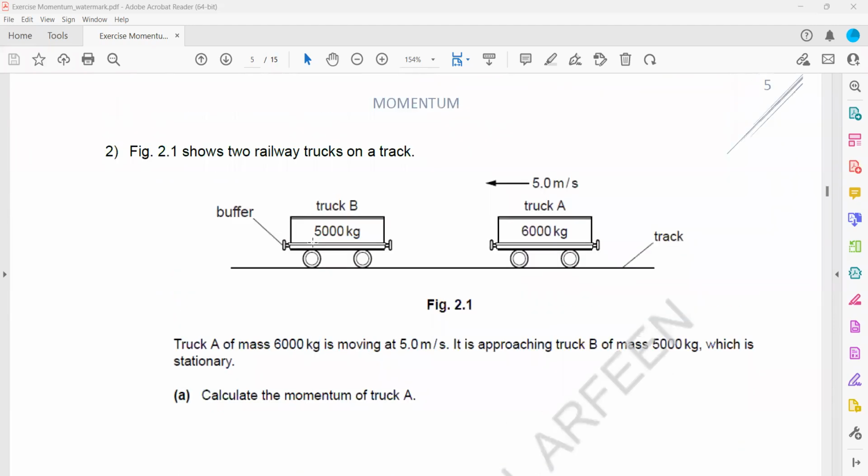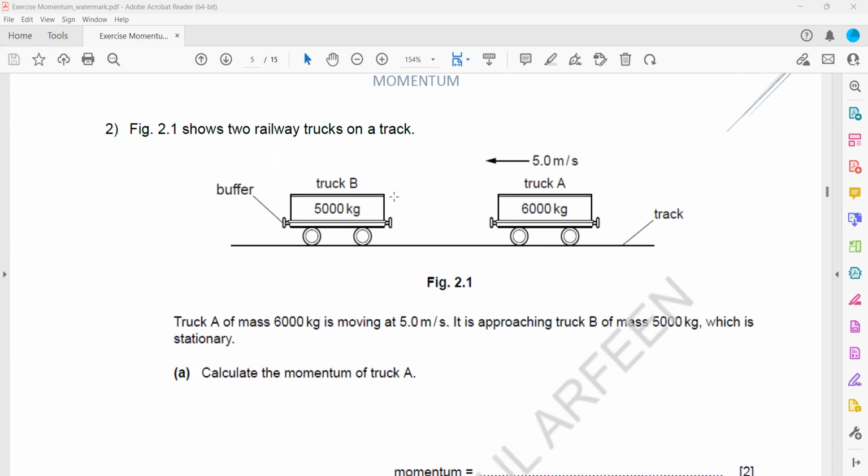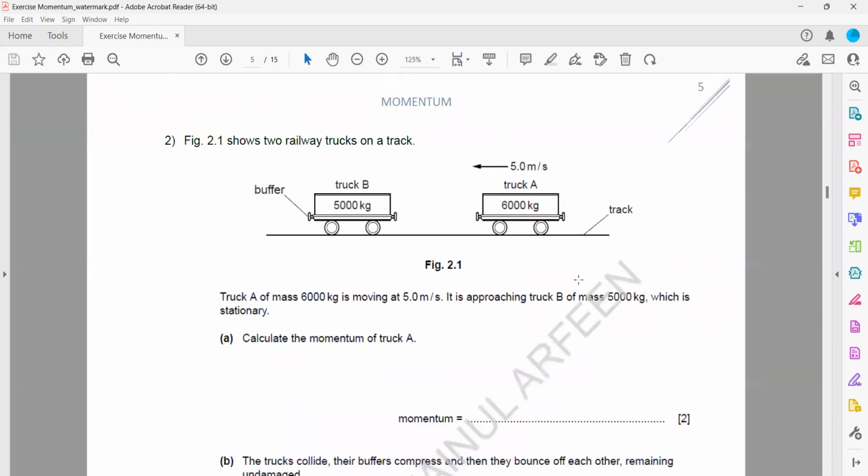So this question, as you can see, two trucks are there, A and B. Whenever objects are colliding, to get the speed of one of the objects, we normally use the conservation of momentum. But the first part is most of the time just getting the momentum of a moving object. So figure 2.1 shows two railway trucks on a track. Truck A has a mass of 6,000, moving at a speed of 5 meters per second. That approaches truck B, which is not moving, so it is stationary. Calculate the momentum of truck A. We need the momentum of only truck A.